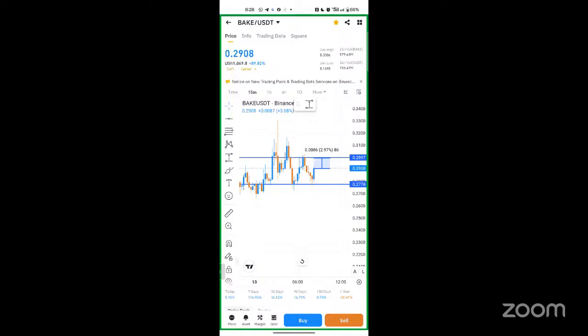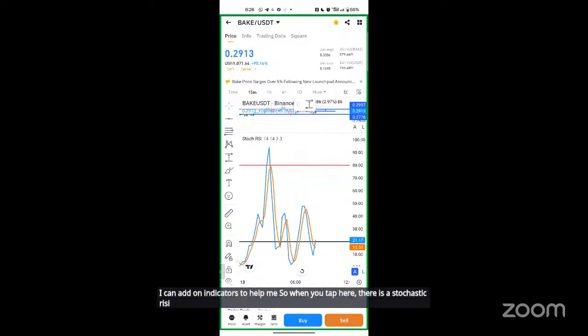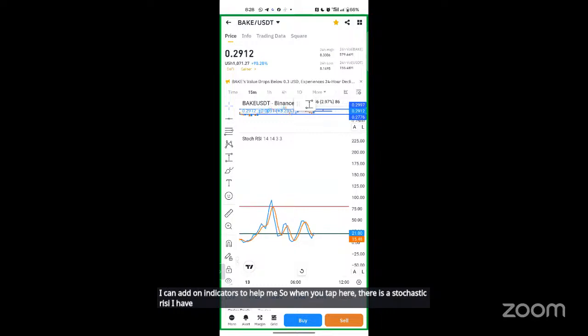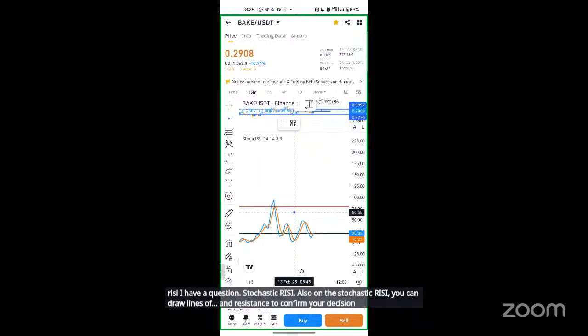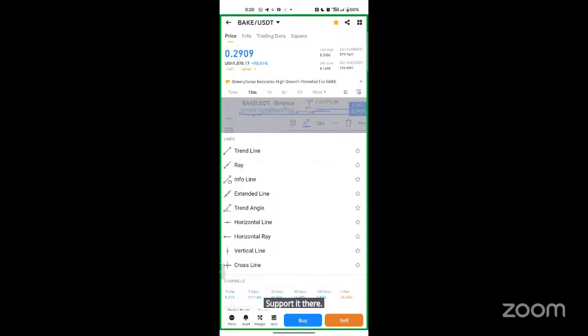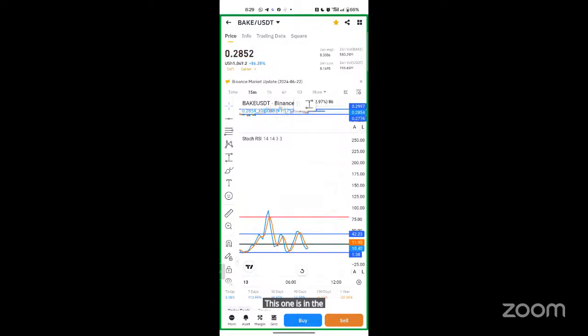I can add on indicators to help me. So when you tap here, there is a stochastic RSI. Also on the stochastic RSI, you can draw lines of support and resistance to confirm your decision. The market supported there. Where was the other crossover? Here. So once this is at 42, this one is in the oversold area, meaning there are higher chances.